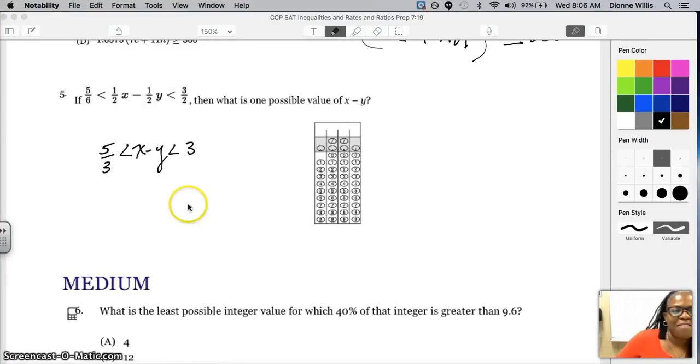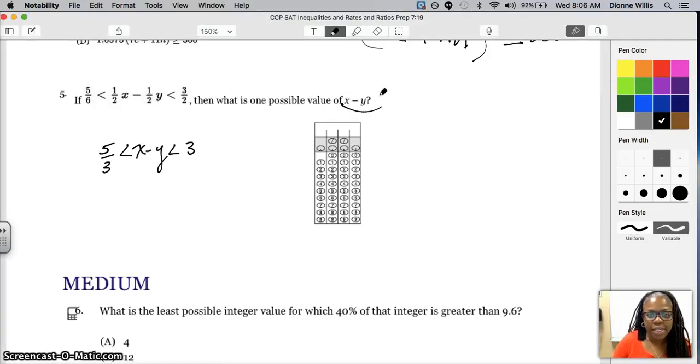Okay, number 5. If 5/6 is less than or equal to 1/2 x minus 1/2 y, which is less than 3/2, then what are the possible values of x minus y? When you have a problem like this that just seems impossible, you've got to stop and realize that nothing on the SAT is impossible. No problem is going to be beyond you, and there's always a fix.